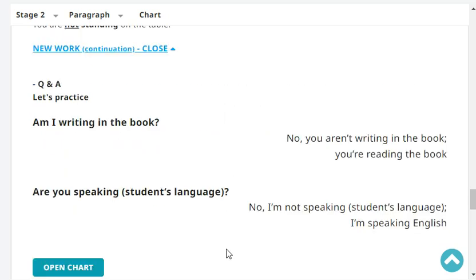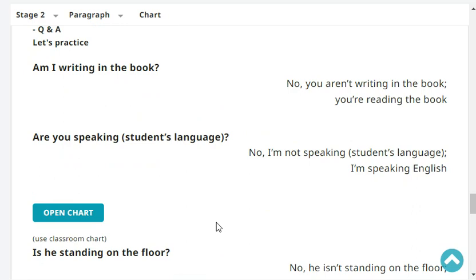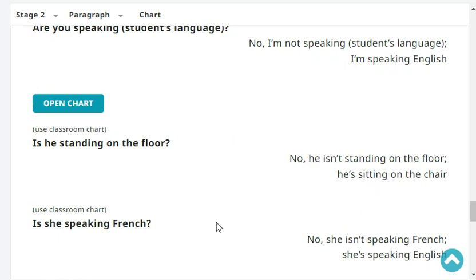Okay, let's practice. Am I writing in the book? No, you aren't writing in the book. You're reading the book. Very good. Are you speaking Japanese? No, I'm not speaking Japanese. I'm speaking English. Very good. Is he standing on the floor?